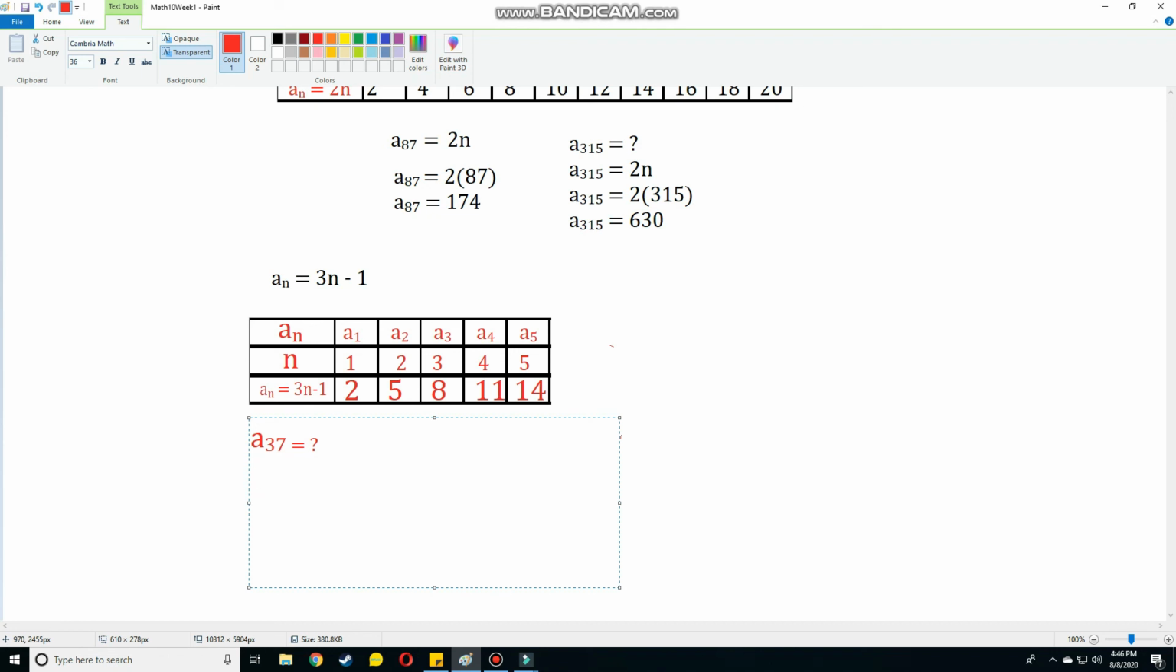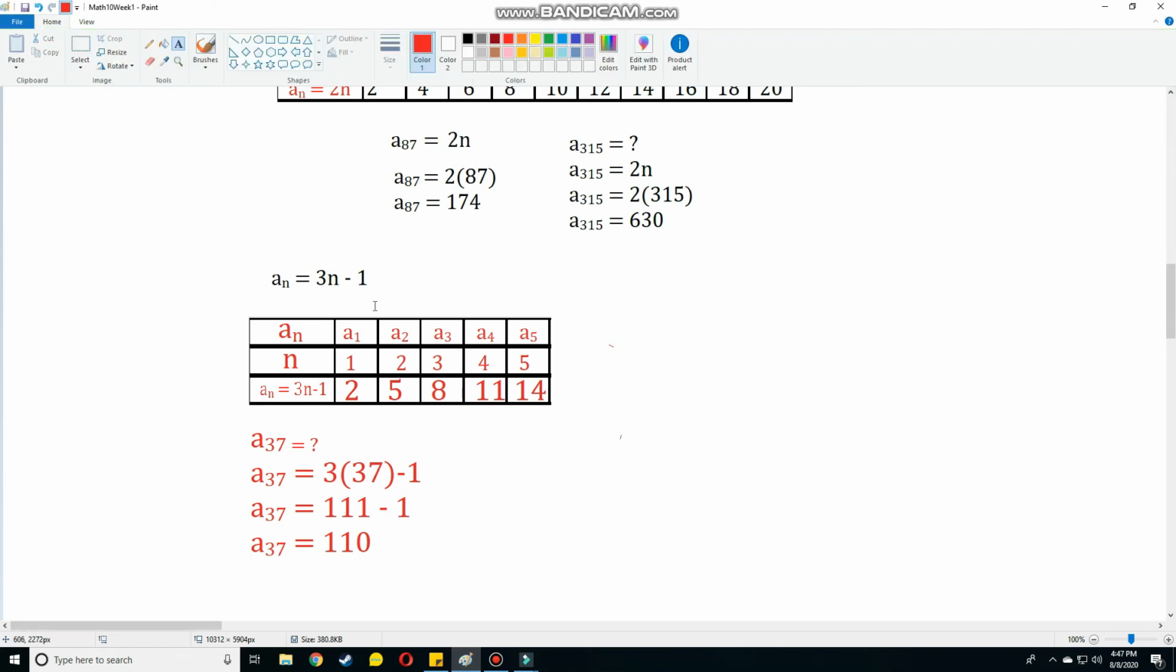So the 37th term is equal to 3 times 37 minus 1. So our 37th term would be equal to 3 times 37. That would be 30 times 3, 90. 3 times 7, 21. 90 plus 21, that's 111, minus 1. And our 37th term is equal to 110.